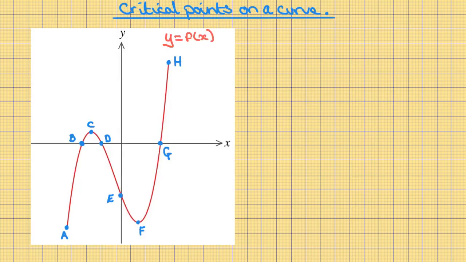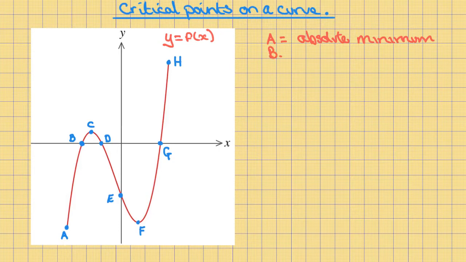In the diagram, A is an absolute minimum. For this section of the graph, A is the lowest point on the graph.